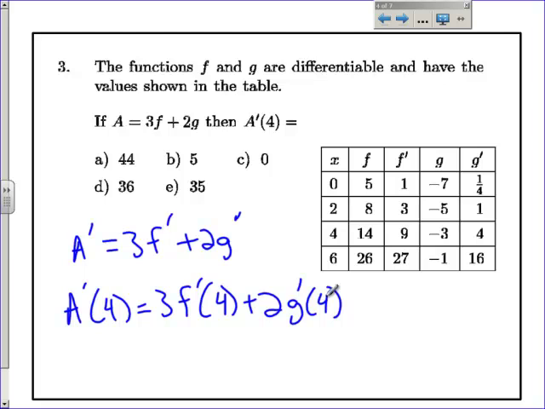So a prime at 4 would equal 3 times f prime at 4 plus 2 times g prime at 4. So let's go over here and look at the column. f prime at 4 is 9. So we've got 3 times 9 plus, and then g prime at 4 is 4, so 2 times 4. So we've got 27 plus 8, so we've got 35. So we're good there.